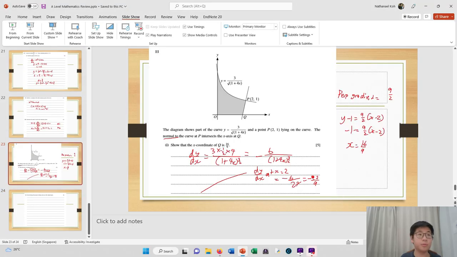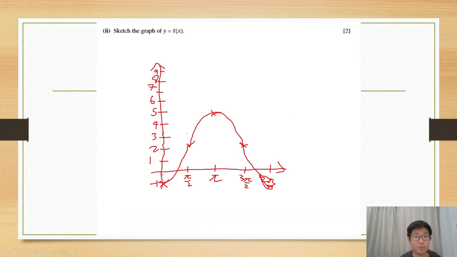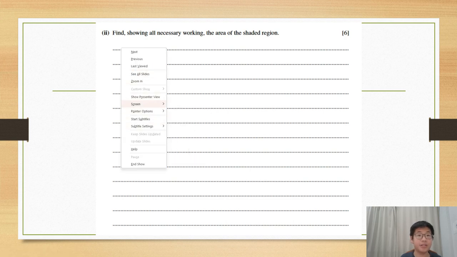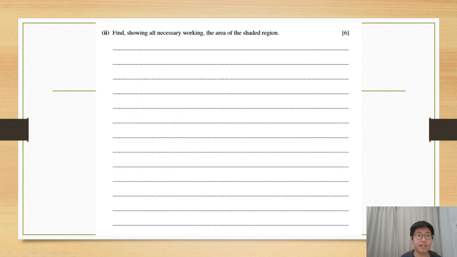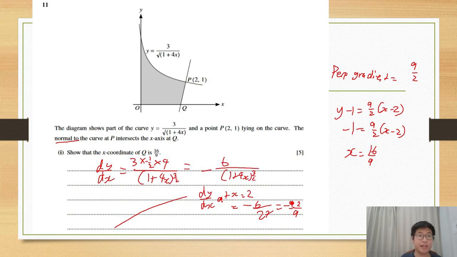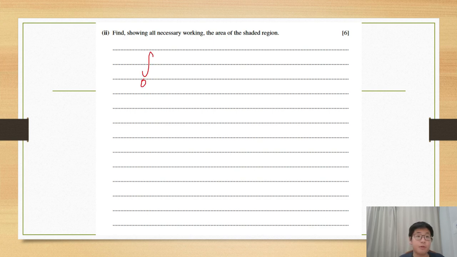Find the area of the region, showing all necessary working, the area of the shaded region. Very interesting. If we look at the shaded region, it has a very weird shape, actually. This is one of the weirdest shapes we have ever seen. But don't worry, we use integration from 0 to 2, 0 to 3 over the square root of 1 plus 4x dx.